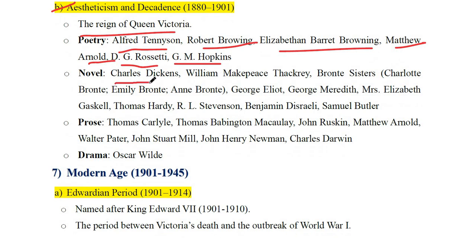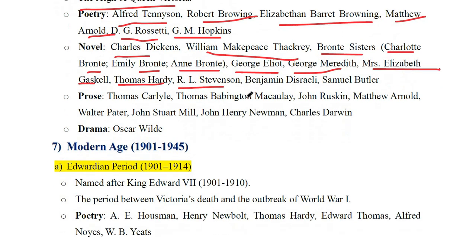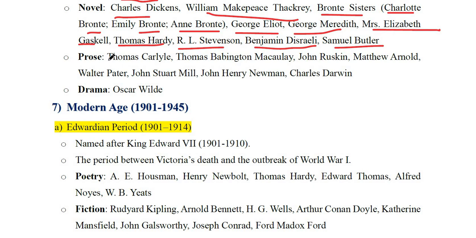Among the novelists, we have Charles Dickens. So, the Victorian period was the age of novels. There were so many novelists, and so many novels were written during this period. So, Charles Dickens, then W.M. Thackeray, the Bronte sisters, Charlotte Bronte, Emily Bronte, Anne Bronte, George Eliot, George Meredith, Mrs. Elizabeth Gaskell. We have Thomas Hardy, Robert Louis Stevenson, then Benjamin Disraeli, and Samuel Butler.